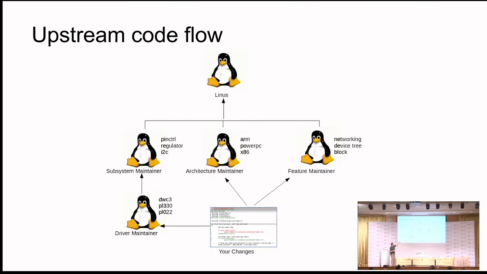And then we take features, areas like networking, where David Miller owns everything in networking. Architecture maintainers, we have ARM SoC maintainers, right? We have the core maintainer, Russell King. We have ARM SoC maintainers. And then you have subsystem maintainers. You have things like regulator with Mark Brown and pin control with Linus. And then all of those feed up into Linus Torvalds' tree.